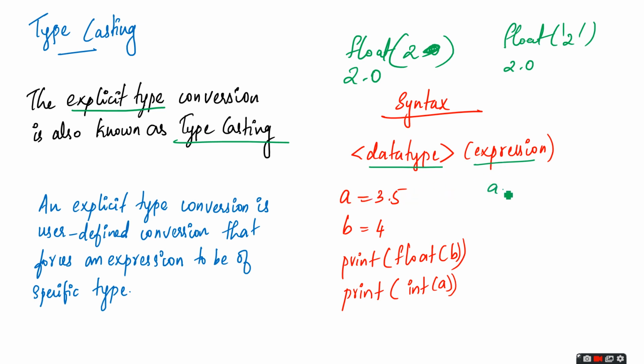a equal to 3.5. a refers to the value 3.5. Then b equal to 4 means b refers to the value 4. Print float b. Float b means we want to represent the value of b as a floating point number. So it will be 4.0. Print int a. Int a means we want to get the integer form of this value, 3.5. It will be 3. So this is the output.